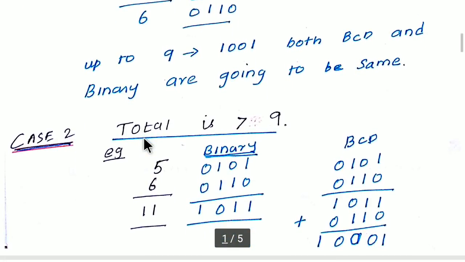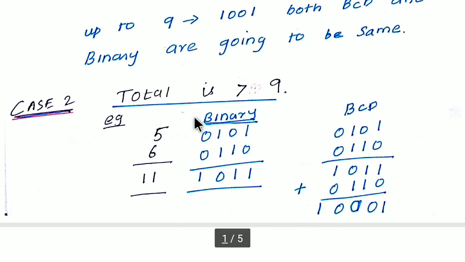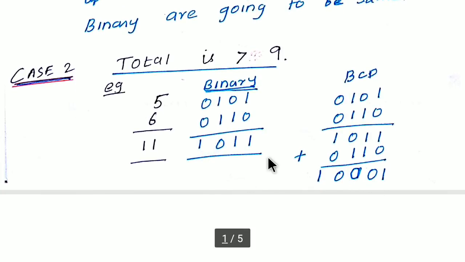Let's go for the second case, when the total is greater than 9. When I add 5 and 6, my total is going to be 11. 0 1 0 1 is the binary value of my 5, and 0 1 1 0 is the value of my 6. When I add it, I will get 1 0 1 1. This is according to the binary value.